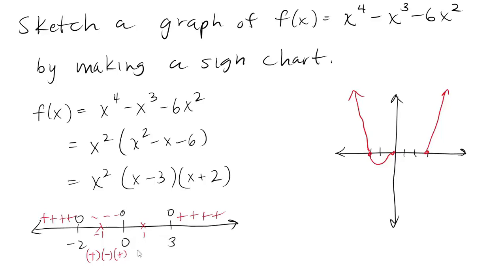1 makes the first factor positive. Everything makes the first factor positive besides 0. 1 makes the second factor negative and the third factor positive. It did not switch, and so the function kind of bounces off of the axis and makes a W shape. It's kind of a lopsided W because the x-intercepts aren't evenly spaced from the y-axis. We can get that graph just by making the sign chart.